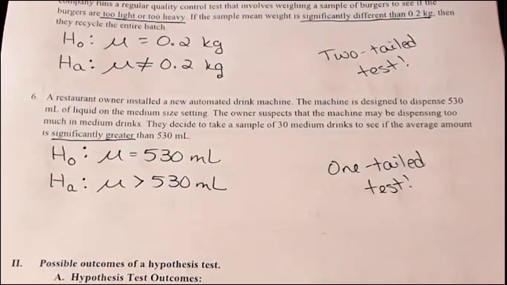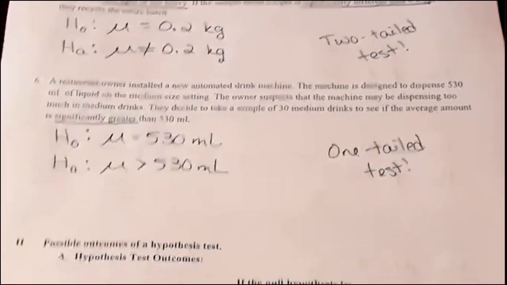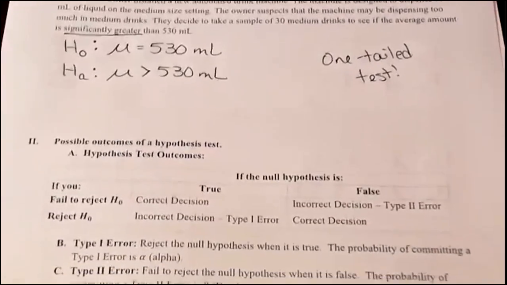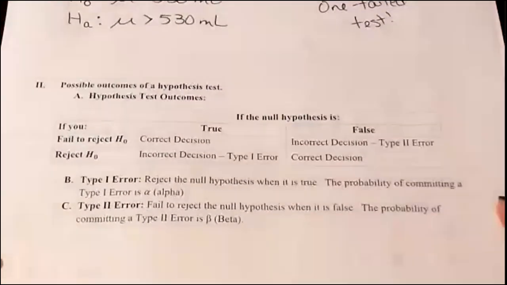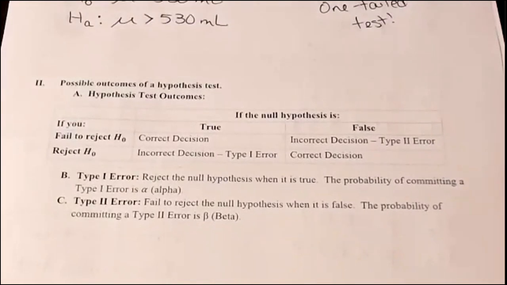Now let's talk about the types of errors we can make if we fail to reject or we reject the null hypothesis. Okay, everyone, please carefully watch what I'm about to show you. No worries at all.